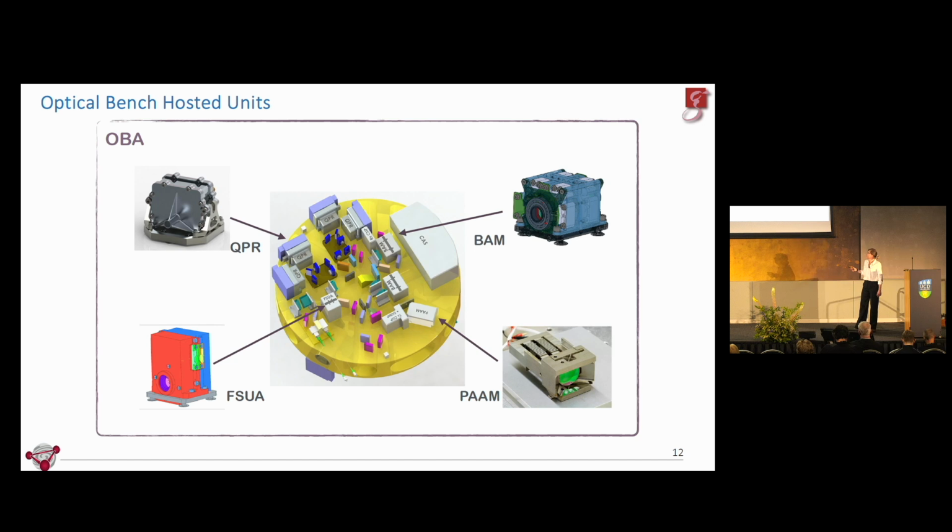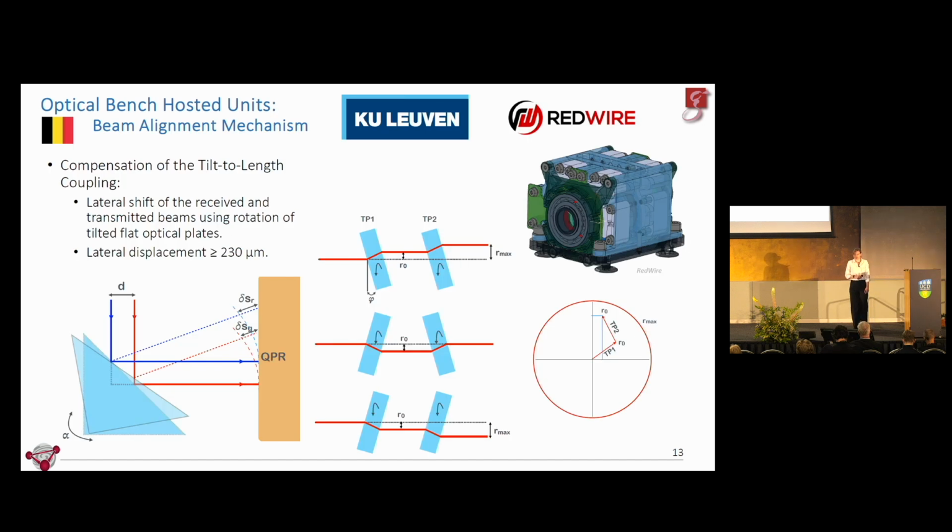They're on the optical bench. I already talked about the QPR, so let's right now go and talk about BAM, PAM, and FSUA. So the next one is BAM. Beam alignment mechanism provides the compensation of the tilt-to-length coupling noise. Tilt-to-length coupling noise comes from the fact that when we have the jitter of the FAR spacecraft, and in addition, any internal misalignments on the optics, as well as respective misalignment between the optical bench and the test mass, or optical bench and the telescope.